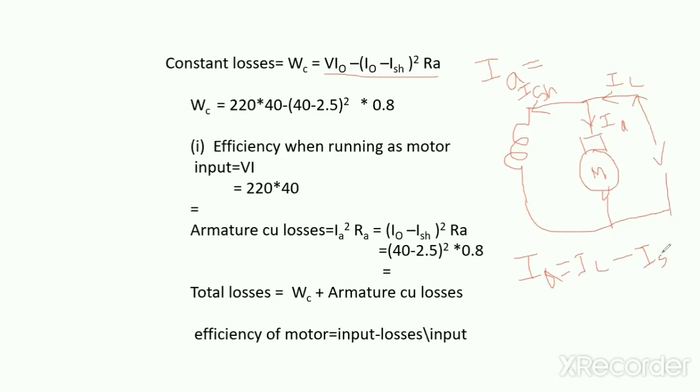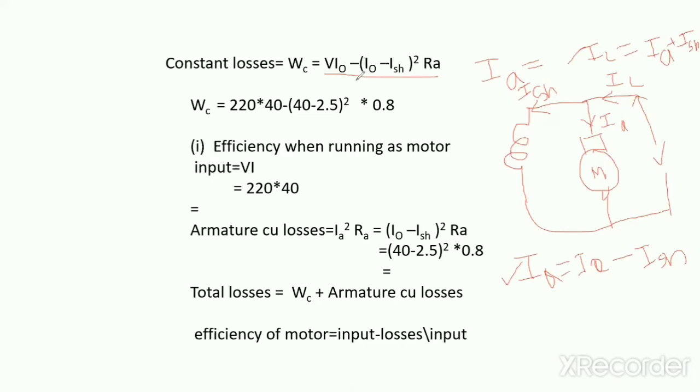This is the no load test. Therefore, IL is equal to I naught. What is the current formula? IL is equal to IA plus ISH. By using this formula, we write down the armature current: IA is equal to IL minus ISH.